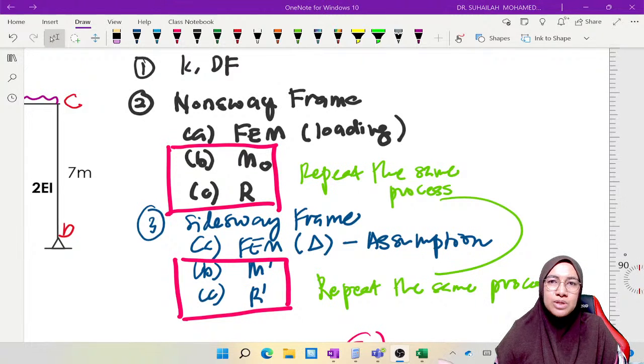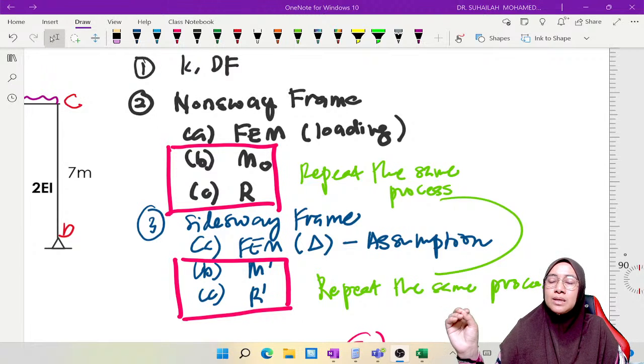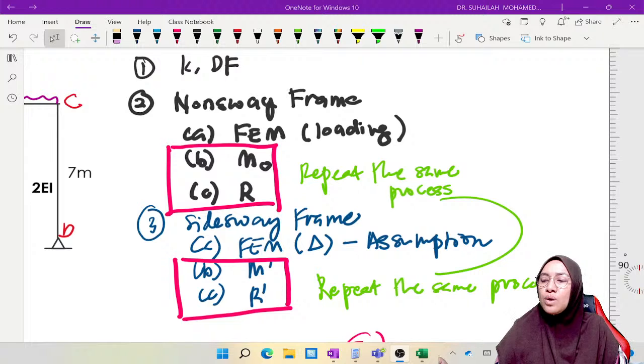Okay, so for step number 2 and step number 3, step number 3 will be focusing on table number 2. Table number 2 is actually the side sway frame, and the difference between step number 2 and step number 3 is only at the FEM calculation, because that is the FEM due to side sway, or FEM due to delta, because this is based on assumption. We do this indirectly. We have to analyze the frame which is proportional with the actual frame which we get from the principle of superposition.